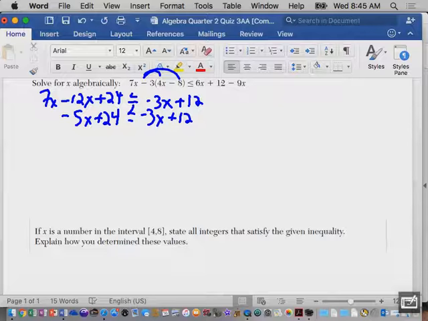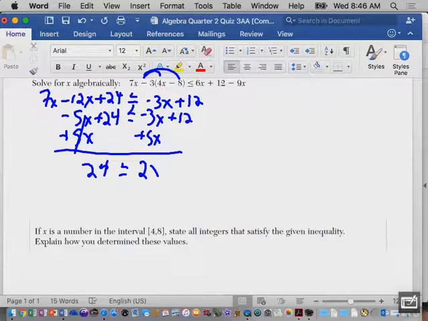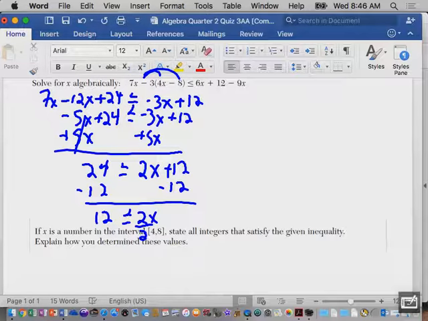So I'm going to add the 5x because I want to emphasize a step we did a while ago, okay? So I'm going to start with the smallest number of x's, and I do really like to keep the x's positive with inequalities, because remember, if I multiply or divide by a negative, what do I have to remember to do to the sign? Flip it. So I've got to be careful about that. 24 is less than or equal to 2x plus 12. Minus 12. 12 is less than or equal to 2x. Divide by 2. 6 is less than or equal to x. However, that's awkward. Why is that awkward?